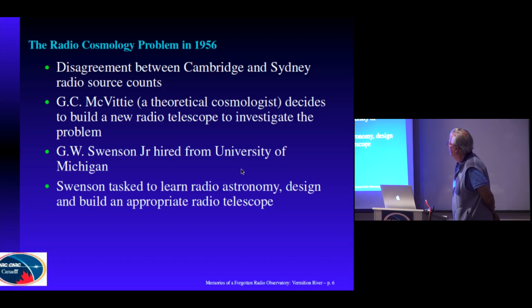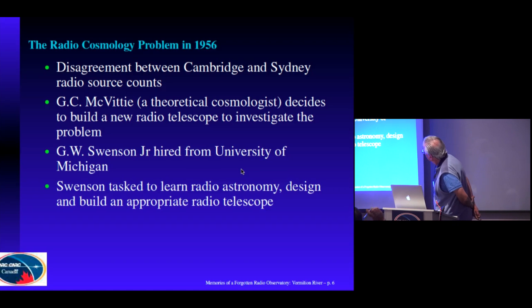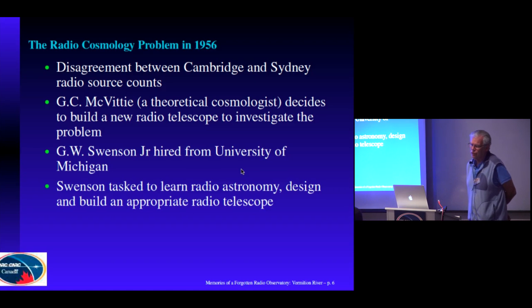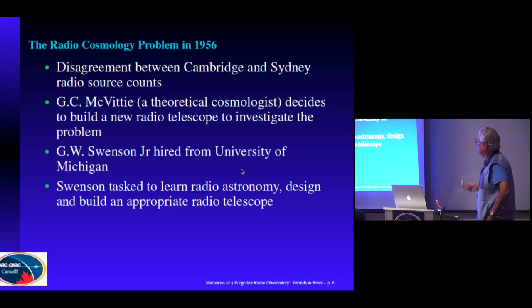Now, the head of the astronomy department was an English guy named George McVitie, who was one of these people who did theoretical cosmology and theoretical general relativity, and that basically meant you were messing around with metrics and manifolds and that sort of thing. But he was very aware of the source count problem, so he, as head of the small astronomy department there, decided he was going to build a new radio telescope to investigate the problem.